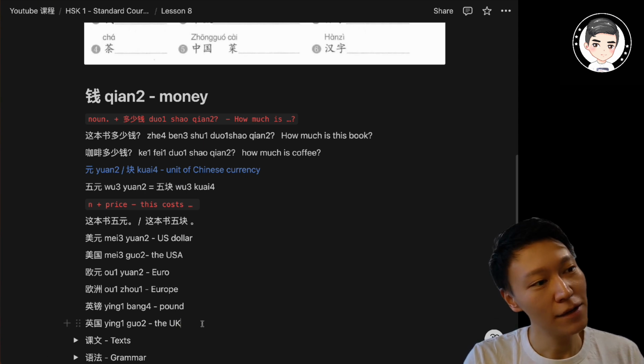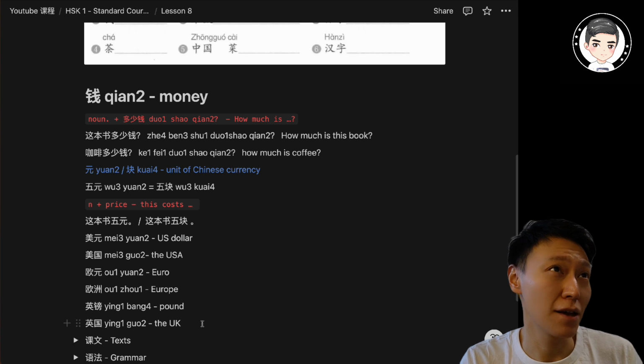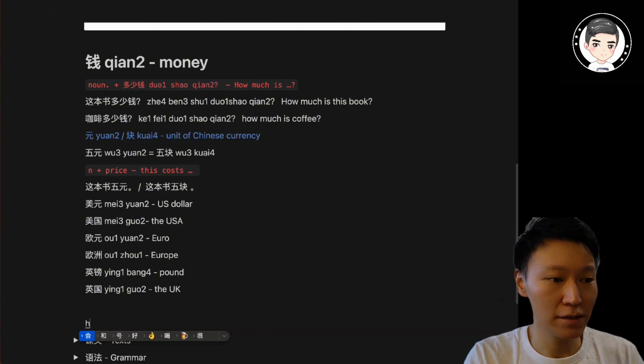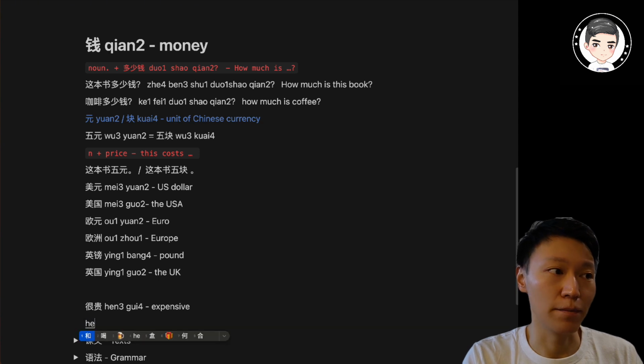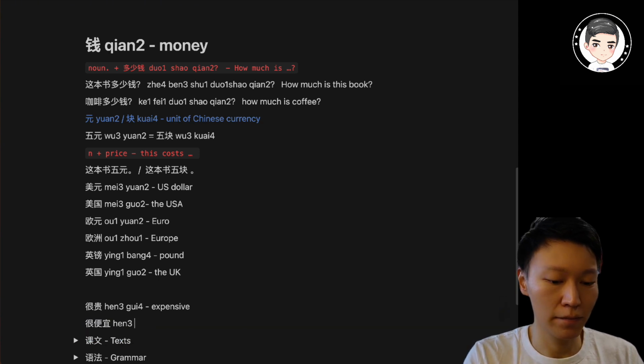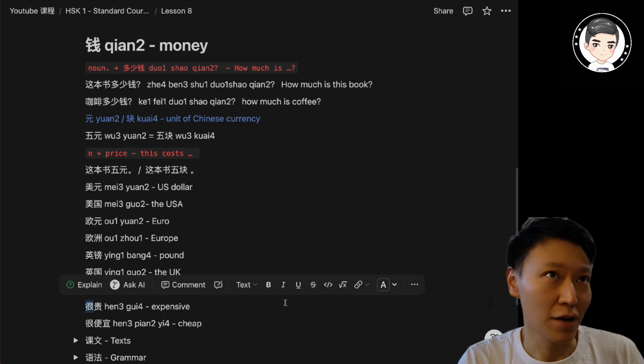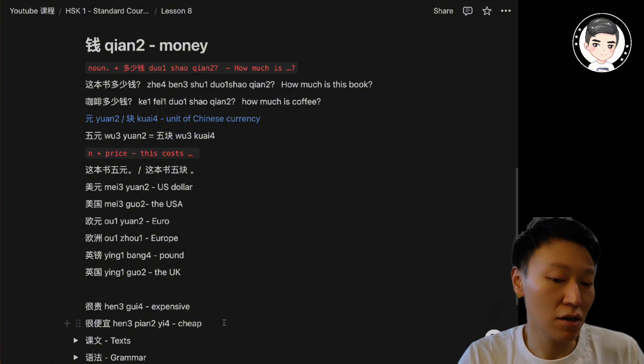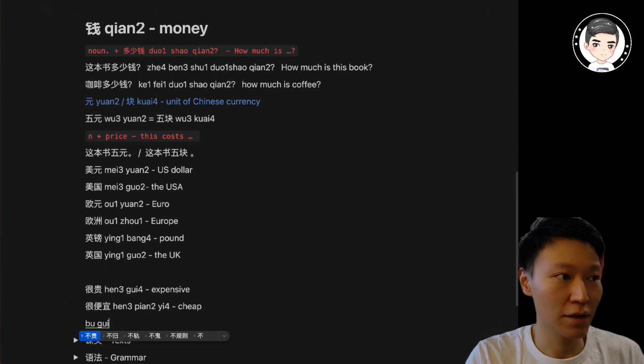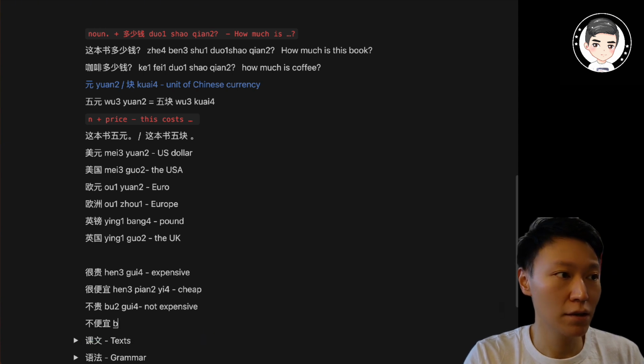Another topic when it comes to money is expensive and cheap. So expensive, 很贵. Cheap, 很便宜. The reason why I give 很 here is that 很 means to be, so to be expensive, and 很便宜, to be cheap. If you want to say it's not expensive, then you can say 不贵, not expensive. Or it's not cheap, 不便宜, not cheap.